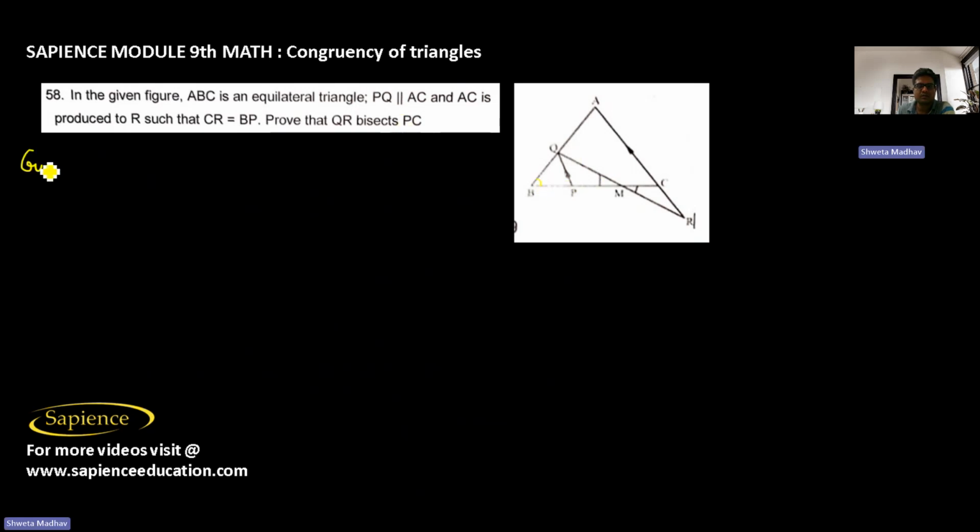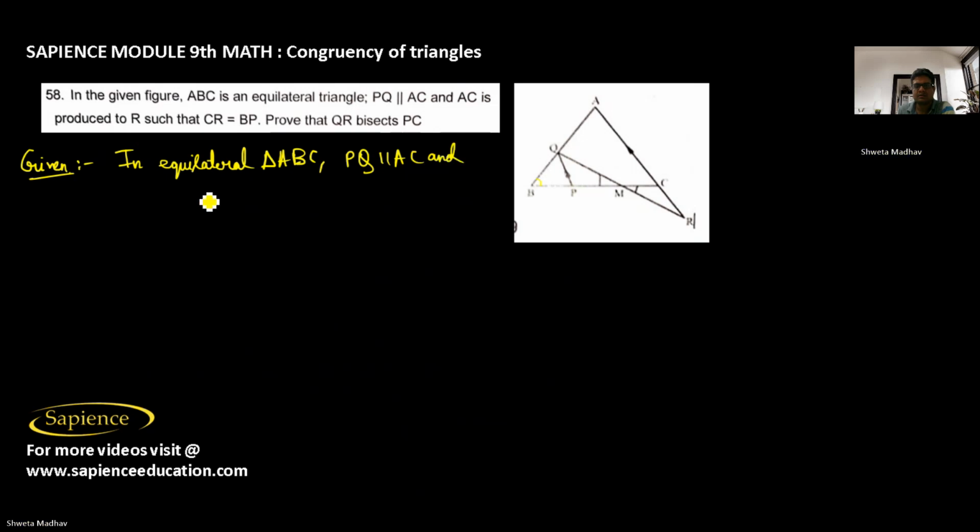Okay, so the given we will write that: in equilateral triangle ABC, PQ is parallel to AC and AC is produced to R such that CR is equal to BP.